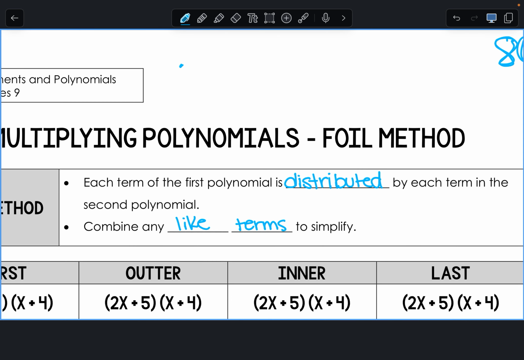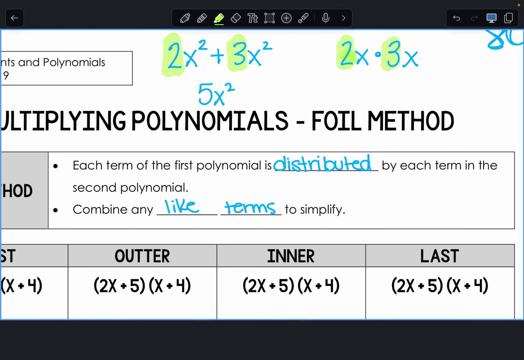So last week we were doing 2x squared plus... we were adding and subtracting. When you add and subtract, all you do is add or subtract the coefficients. 2 plus 3 is 5x squared. Today, when we multiply these polynomials, we're going to multiply the coefficients, so 2 times 3 is 6. And when you multiply the variable, x times x gives you x squared. Keep the difference between those two in mind.